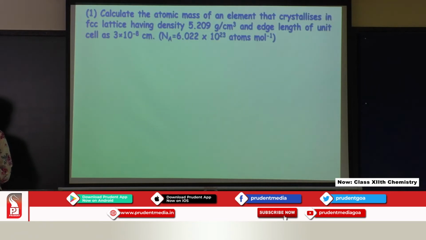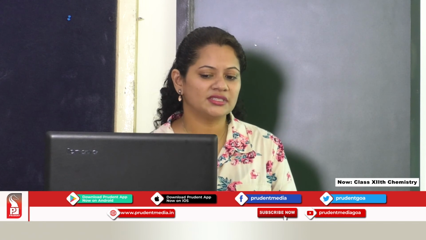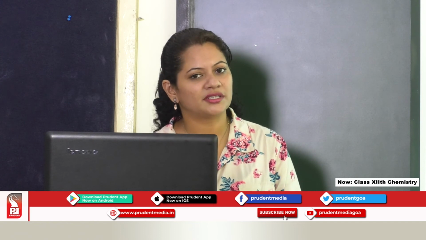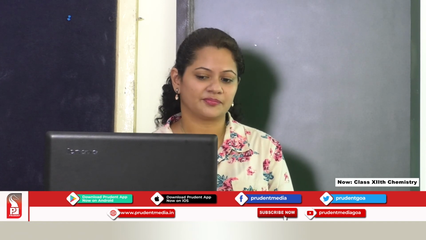A simple numerical based on this formula. Calculate the atomic mass of an element that crystallizes in FCC lattice having density 5.209 grams per centimeter cube and edge length of the unit cell as 3 into 10 raised to negative 8 centimeters. You are given the value of Avogadro's number. This is the formula that we will use. It is very important, students, to list the data which is given to you and accordingly substitute it in the formula in order to avoid errors.